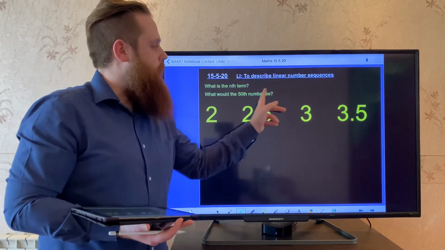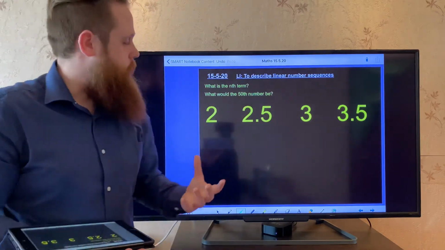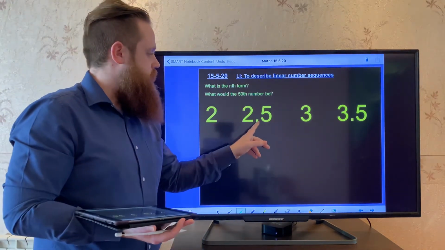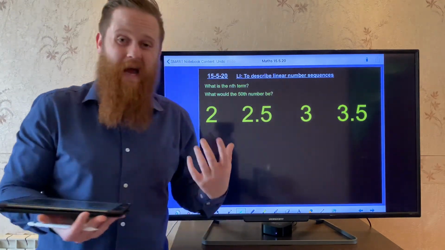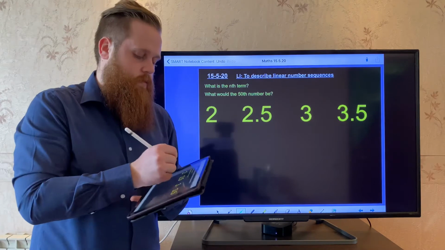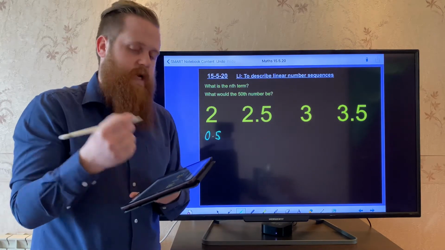What am I going up in? How am I going up? Well, from 2 to 2.5, I'm going up 0.5. Then I'm going up another 0.5. So I'm going up in halves. So I'm going to write out my 0.5 times 2.